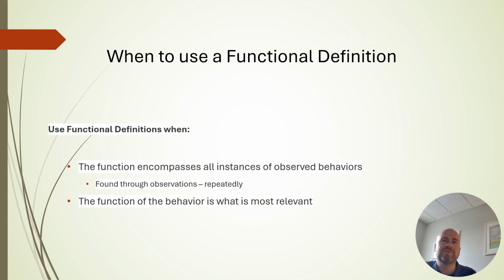So when should we use these definitions? The function encompasses all instances of observable behavior found through observation, exactly what we just mentioned. And the function of the behavior is most relevant, rather than what the behavior looks like. We don't really care what behavior they have, as long as it leads to this result, as long as it leads to this environmental change.